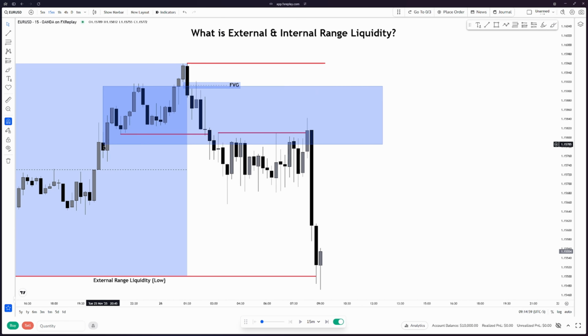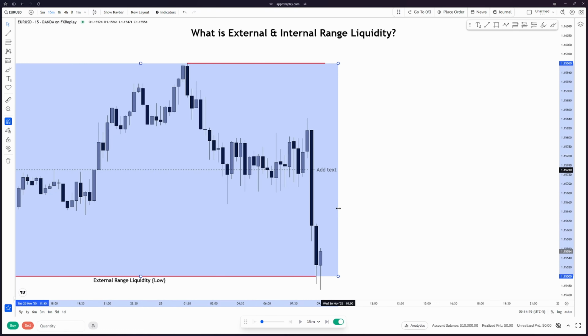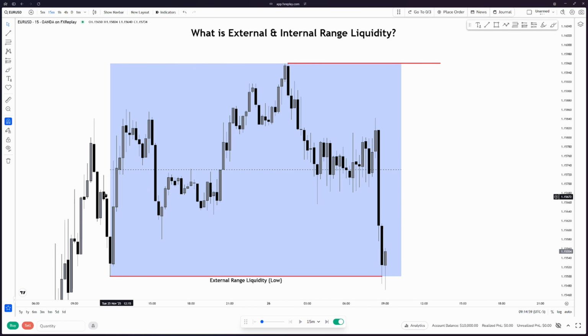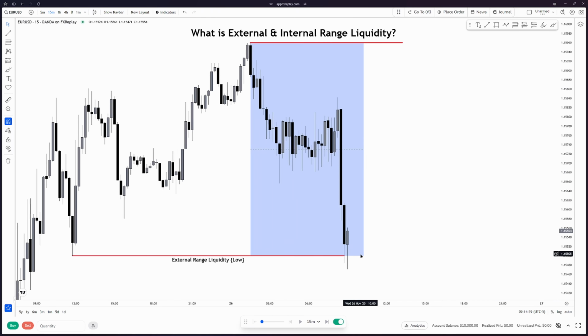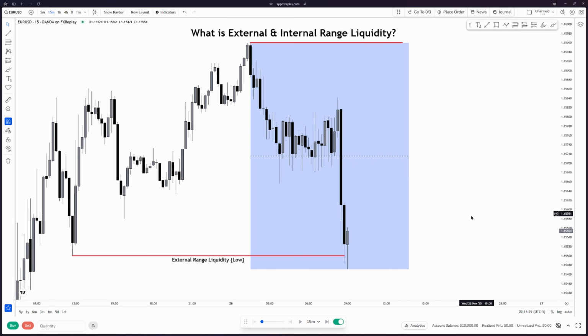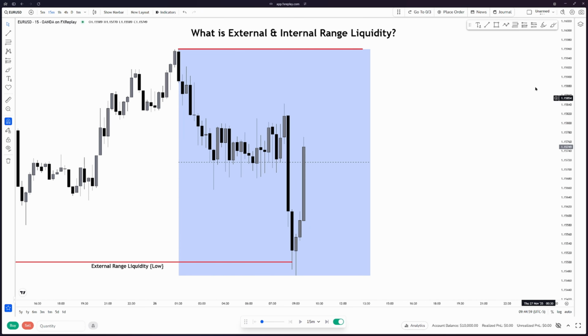Now we have a new external sell-side low, so I'm simply shifting the box from our external high down to this new external low. By doing that, you can clearly see we have a new internal range. So price created a fair value gap here, so I'll mark this out. But notice how price didn't retrace into it.